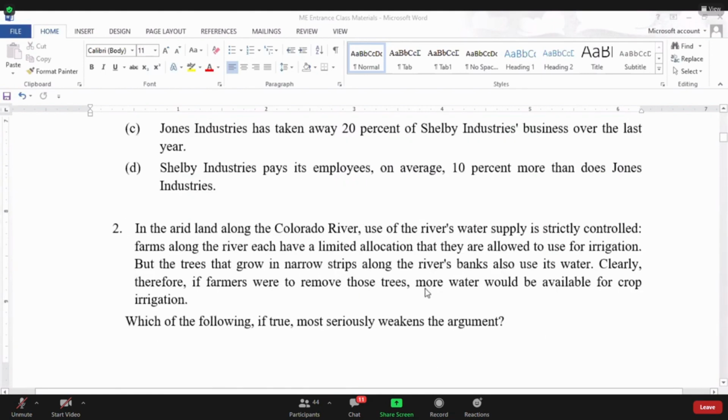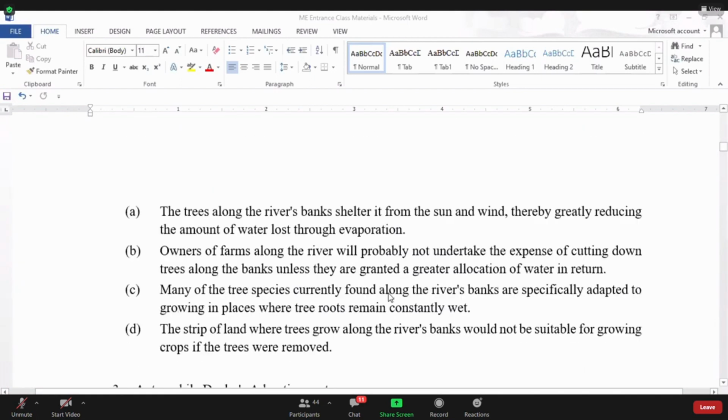We have to find the antonymous one, because your question is concerning the weaken argument. Which option doesn't support it? Which option is against it? What is against it? Before you look at the options, what is its antonymous expression? What can be its antonymous expression? Its antonymous expression can be: for crop irrigation, trees should not be removed. See in which option this is given.